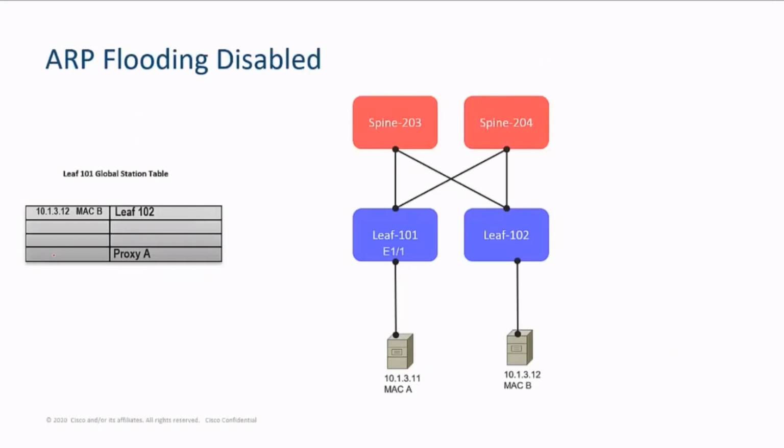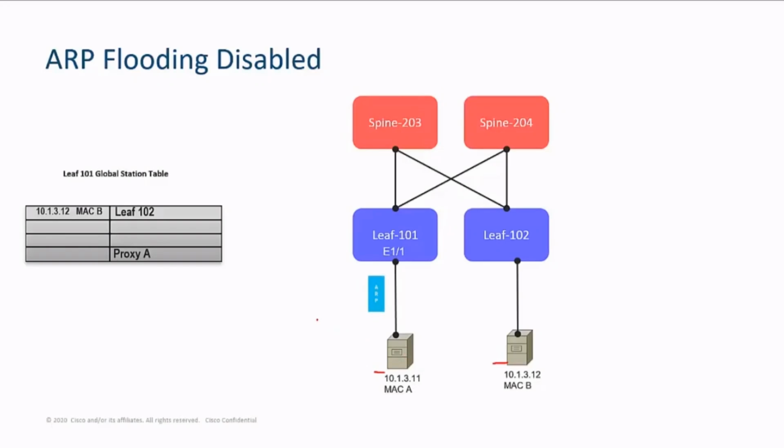The other thing I want to talk about is ARP flooding. So we talked about unknown unicast. You can turn ARP flooding off. Now, the way we can get this done, we don't have to flood ARP traffic in ACI. If we look at this example, let's say that this server right here wants to send an ARP broadcast to this server. So it's going to say, hey, 10.1.3.12, what's your MAC address?